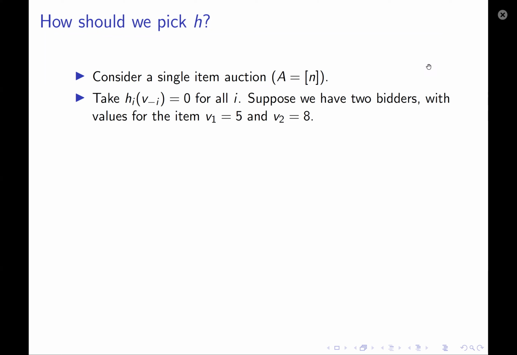And so let's try something simple, right? Maybe the simplest possible choice is to just take h to be the identically 0 function. What if h is 0 no matter what people report? Okay, and we can think about what would happen if we have 2 bidders. Say the first bidder has value $5 for the toilet paper. The second bidder has value $8.